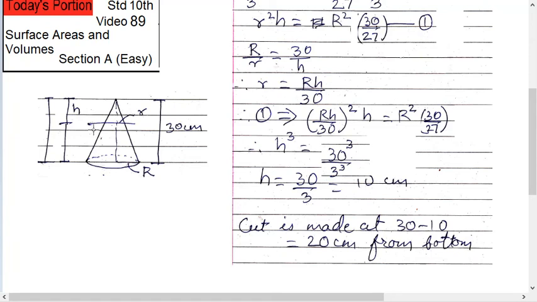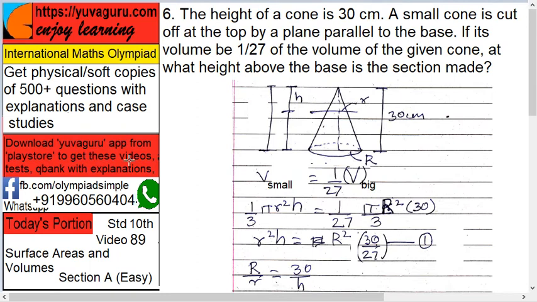So when you solve this, it becomes what? h cube over here, R square gets cancelled, and what remains? 30 cube upon 3 cube. So h cube equals 30 upon 3 the whole cube. Therefore h equals what? 30 upon 3, then divide it, you will get 10. So h is 10. But what we want is from the base, and the total height is 30. So 30 minus 10 is 20. So the cut is made at 20 centimeters from the base, right?